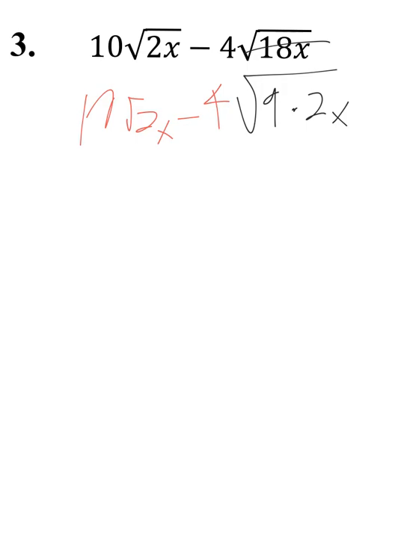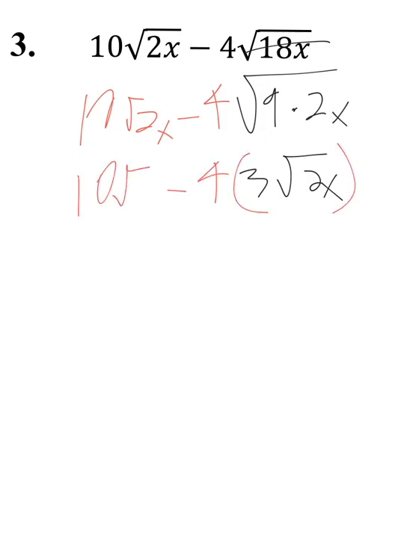So what is the square root of 9? That is going to be 3. So this turns into 3 square root 2x. And again, just keep bringing things down. But it's going to be 4 times that. 10 square root 2x minus that. What's 4 times 3? That's going to be 12.